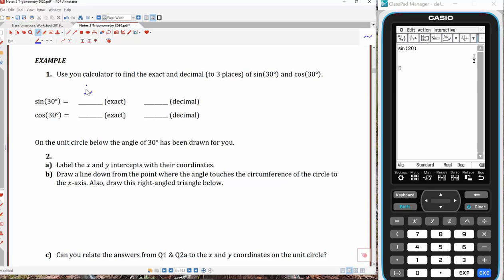So the sine of 30 is a half. That's going to be the relationship between the opposite and the hypotenuse. For 30-degree angles, we've got a shorter side length of 1 and the hypotenuse is 2. That as a decimal is 0.5. All right, now the cosine of 30. So shift 2 for cosine and 30. That's going to be root 3 on 2, or approximately 0.86.